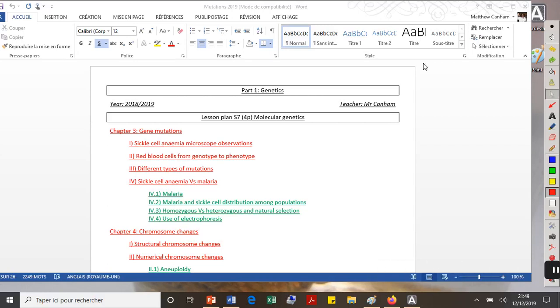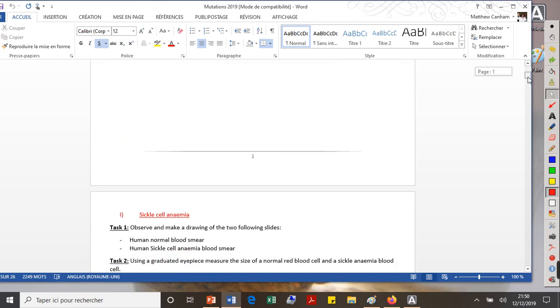Okay, hello everyone. So chapter 3, gene mutations, and we're going to have a look at sickle cell anemia. So first question, what is sickle cell anemia? And more specifically, what is anemia? So anemia is when a body does not have enough oxygen. That means the organs are not getting enough oxygen. Sickle cell anemia is one type of anemia, and we're going to try and explain why this causes anemia.